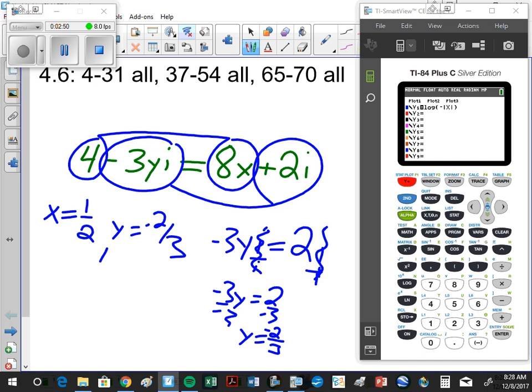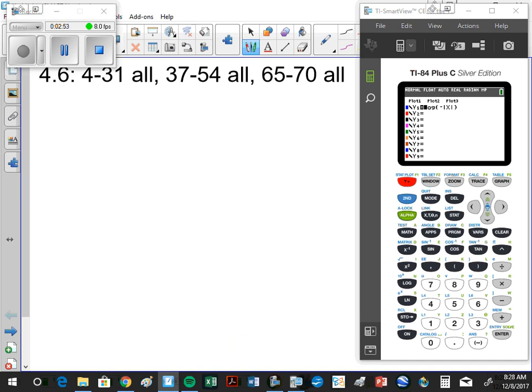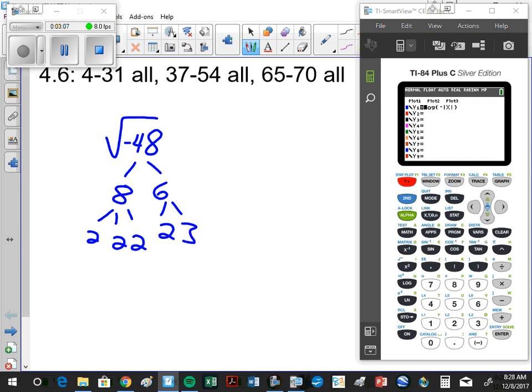And then just a review from yesterday. If I had the square root of negative 48, I could break that down into 8 and 6, 2, 2 and 2, 2 and 3. What can I bring out? A set of 2's and another set of 2's, and the i. So on the outside, I would get 4i, and on the inside, I'm left with 3. Is everyone all right with that?